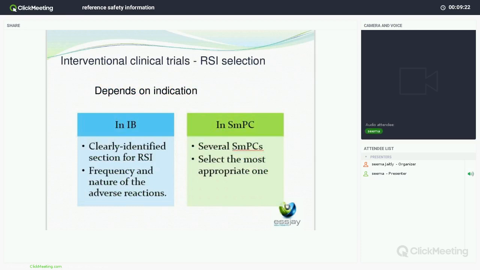Now, if we look at what we use for the reference safety information, this will depend on the indication that the IMP is being used for in the clinical trial setting. So if it is within an authorized indication, then you would use the RSI that's within the SPC. Now, if you have several SPCs, you would need to select the most appropriate one and justify why that SPC is the most appropriate. And then if you're using the IB, you would have a clearly identified section within the IB for the reference safety information. And here you would list the frequency and nature of the adverse reactions you would expect to see with your IMP.